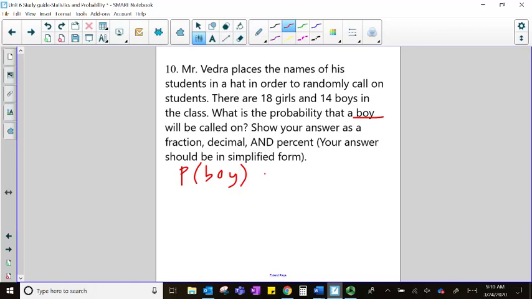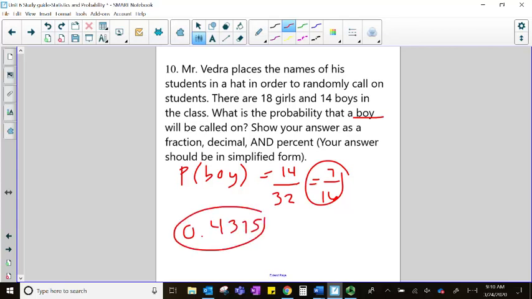There were 14 boys total. Out of how many? You had to add them together. 18 and 14 make 32. And that reduces to 7 over 16 when you divide by 2 on both sides. There's your fraction. 7 divided by 16 gives you 0.4375 as your decimal. I am not rounding. And then to make that as a percent, 43.75%.